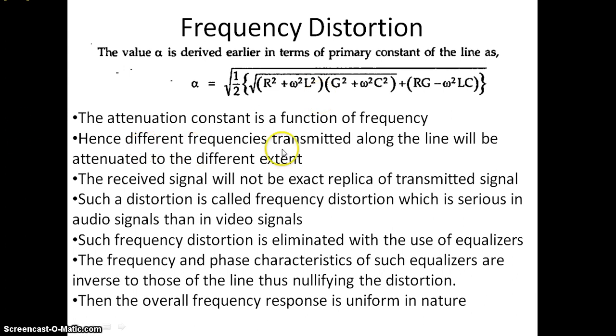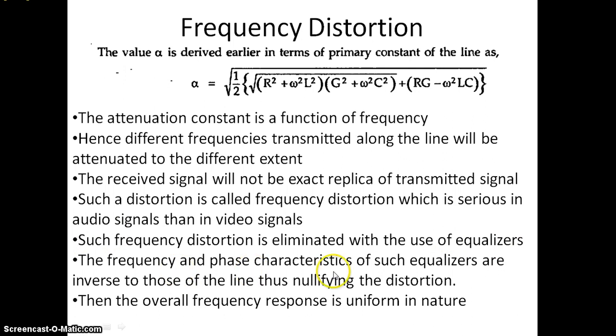Hence different frequencies transmitted along the line will be attenuated to different extents. For example, 10 kHz will be attenuated differently and 100 kHz will be attenuated differently. That means the received signal will not be an exact replica of the transmitted signal. Such distortion is called frequency distortion, and this frequency distortion is more serious in the case of audio signals than in video signals. It can be eliminated with the help of equalizers.